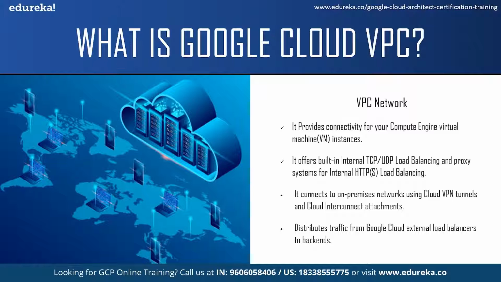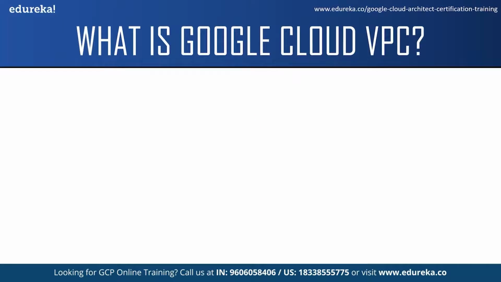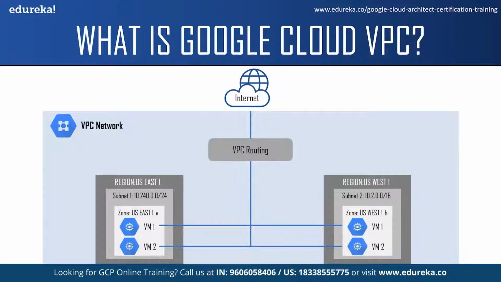Now to understand VPC networks better, let us take a look at their architecture. Here you can see we have two regions, US West 1 and US East 1, in a VPC network. Now a region is nothing but a specific geographical location where you can host your resources. And a region can have 3 or more zones. For example, the US East 1 region has 3 zones, US East 1A, US East 1B, and US East 1C.